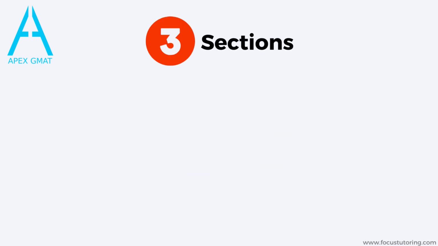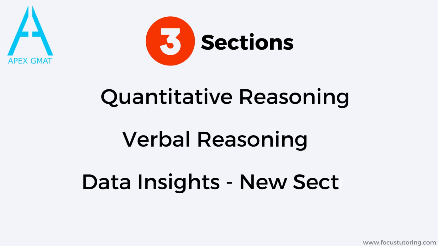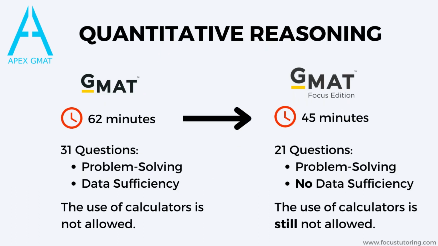The GMAT Focus Edition consists of 3 sections: quantitative reasoning, verbal reasoning, and a new section called Data Insights. The quantitative reasoning section assesses your understanding of arithmetic and algebraic concepts and your problem-solving skills. There are 21 problem-solving questions in this section, and the use of calculators is not allowed.